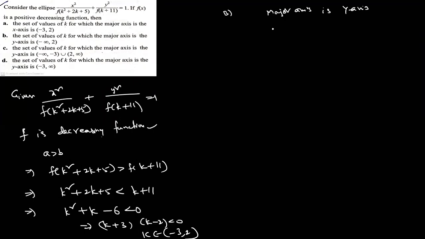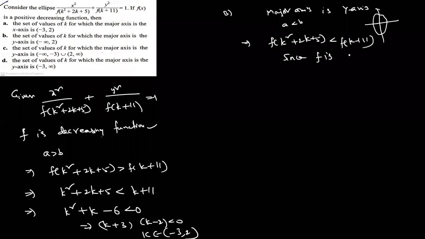That is, A is less than B. That means the diagram is coming like this. For example, they are given. A less than B means here f of k square plus 2k plus 5 is less than k plus 11. Since f is a decreasing function, please find out this one. So that means k square plus 2k plus 5 is greater than k plus 11.